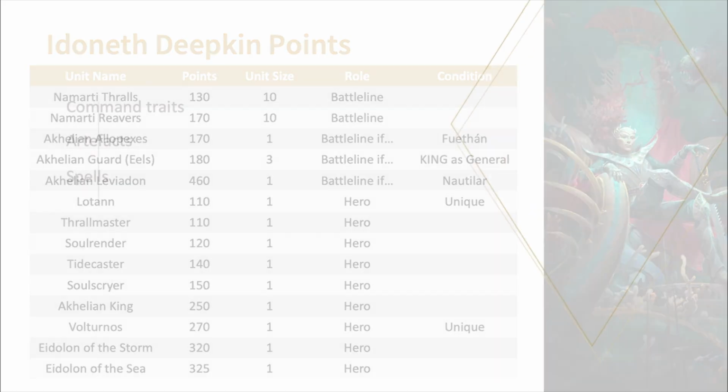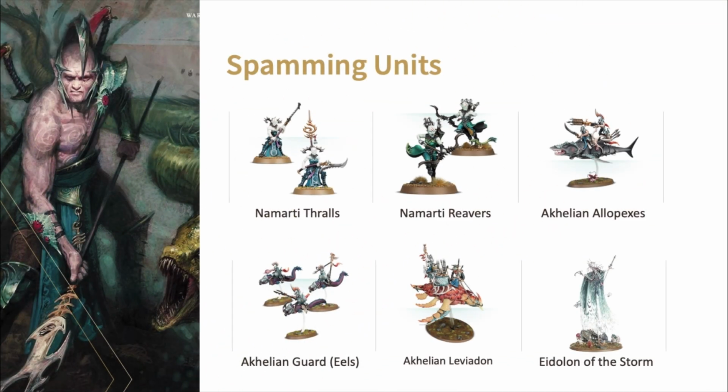All right. So let's start with something. Oh, before I start with something basic, this is the list of 6 different things I chose to cover here as spam. We're going to start small and get big. So we're looking at Thralls, and we're going up in points cost is what we're doing here. So Thralls and Reavers are both simple battle line, unconditional battle line.